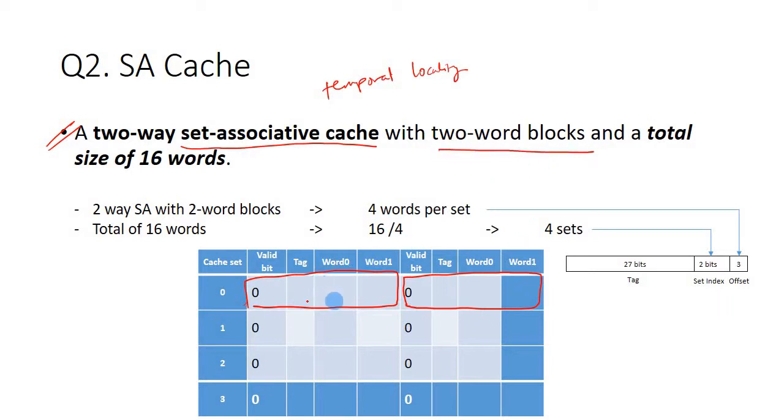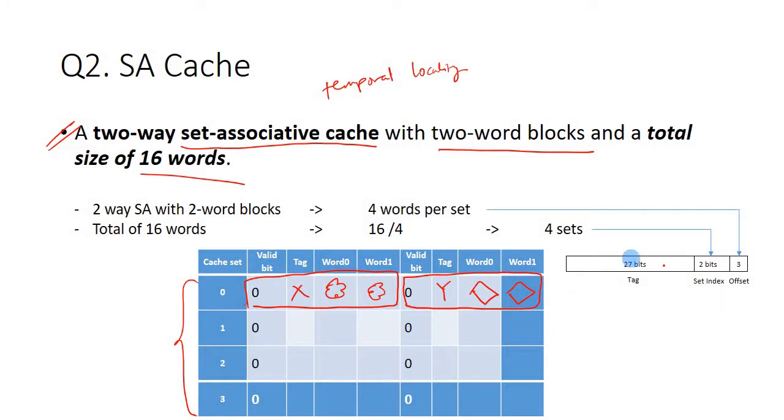That means for each set of data, I have two different tag information, and here I have a two word block, and here I have another two word block. So every time I fetch data from memory to the cache, I fetch it two words at a time. Which means that in one cache set, I have a total of 4 words. And since I have a total of 16 words, I have a total of 4 cache sets.